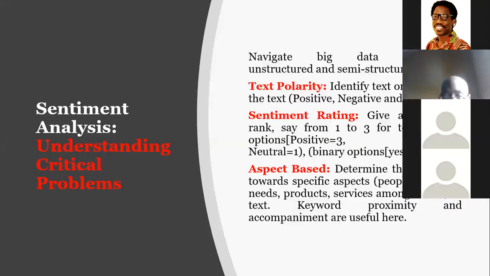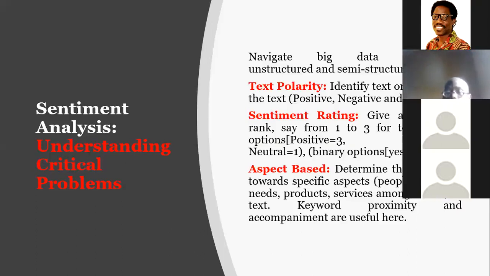Sentiment analysis also talks about aspect-based analysis, beyond the entire text that you have looked at. Now, I want to move to the aspect-based. It determines the sentiment towards specific aspects, people, issues, needs, products, services, among others in the text. So I can say this particular text I'm reading, this person is talking about MAGU, and the sentiment towards MAGU in this text is negative. By the time you are looking at the individual within the text, you are doing aspect-based analysis within the sentiment analysis. So we also have keyword proximity and accompaniment.